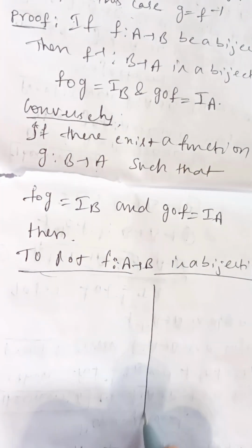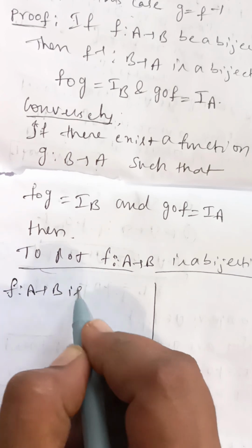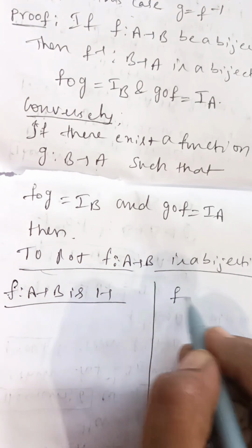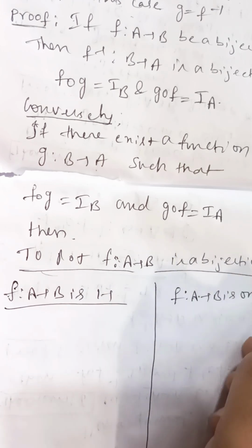So bijection means one-one and onto. So f maps A to B is one-one, and f maps A to B is onto. So both we have to prove.